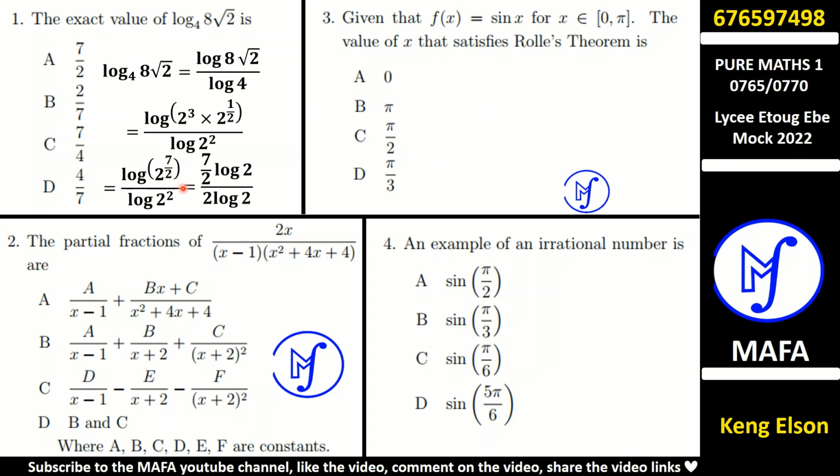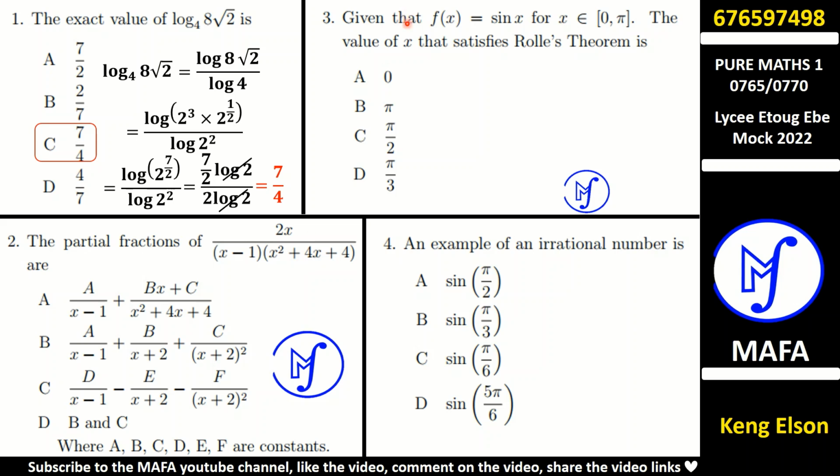Now we apply the properties of logarithm by sending the power to multiply the logarithm of 2. We do the same for the denominator. The logarithm of 2 cancels, and then at the end we get 7 divided by 4. So for question 1, option C is correct. Now let us move on to question 2.